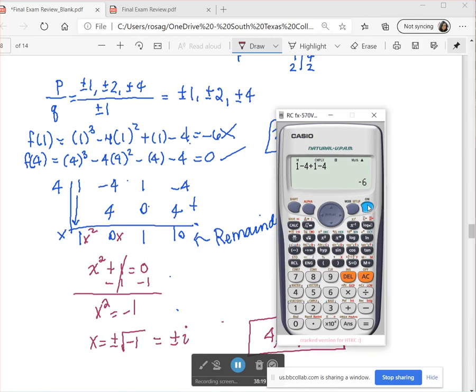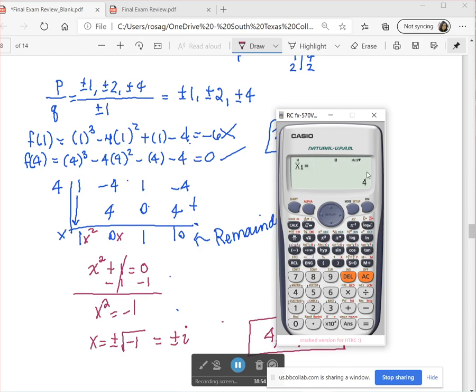So here you have the calculator. What you're going to do is go to mode. You're going to go to number 5, the one that says equation. And we have several here. You're going to use number 4 because that's the one with the x to the third. And then you're just going to put the numbers next to the x's. So I'm going to put 1, -4, 1, and -4.